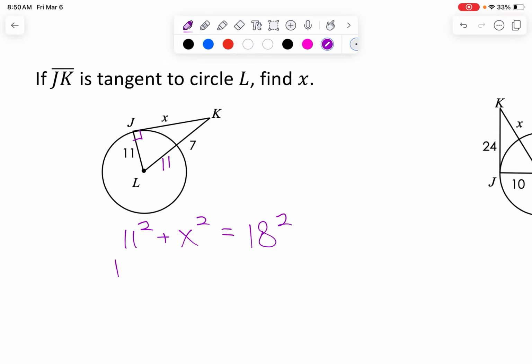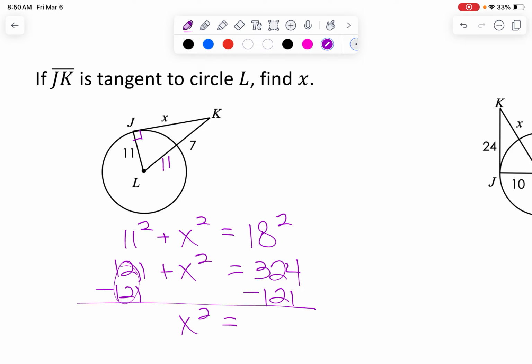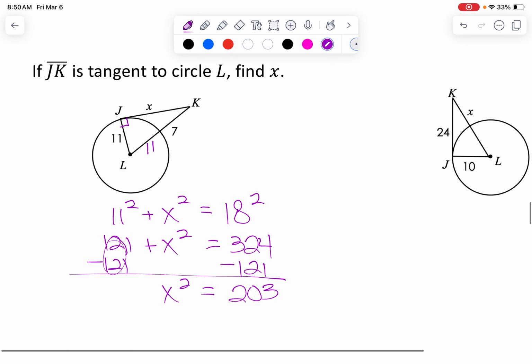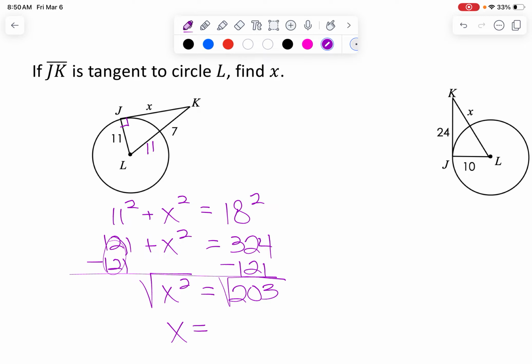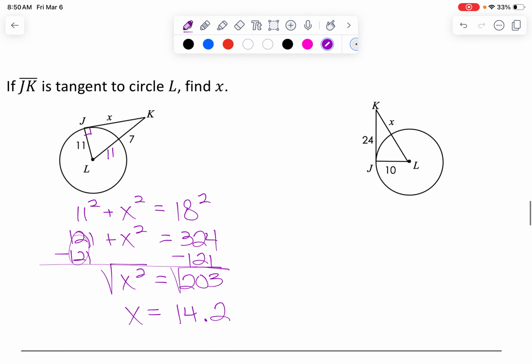Okay, now we can go ahead. So this is 121 plus x squared equals 324. Okay, let's do a little algebra. x squared equals 203. And then I want to get rid of that squared, so I'm going to square root. And then we would get 14.2. That's our x.